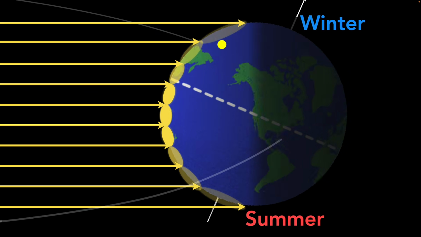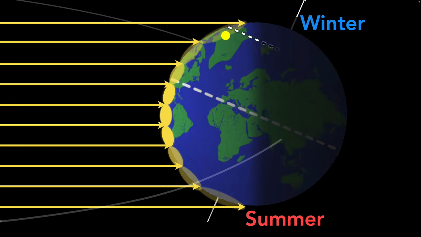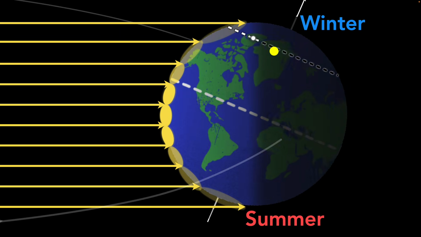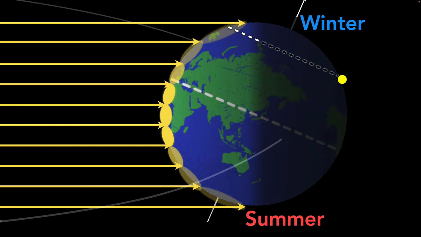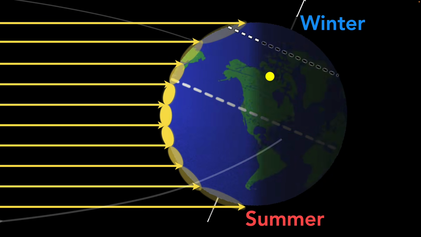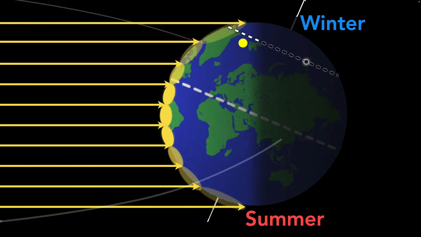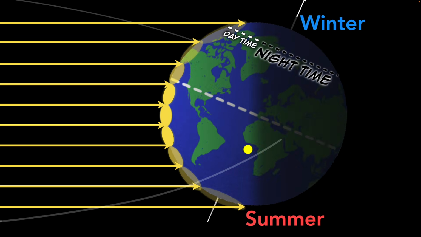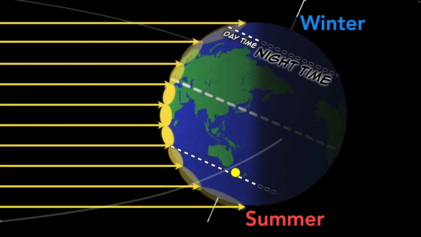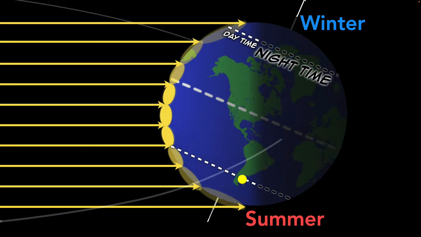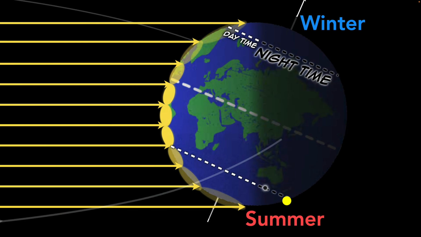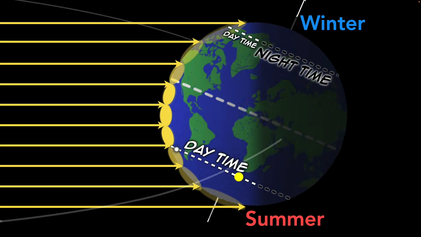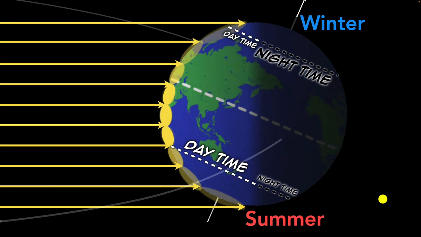But wait, there's even more. If you now pick any place in the Northern Hemisphere, then look, it spends less time facing the sun and more time turned away from it. So that's why during the winter, the daytimes are shorter and the night times are longer. But of course, in the Southern Hemisphere, it's the exact opposite. You spend more time facing the sun and less time being away from it. That's why during the summer, the daytimes are longer and the night times are shorter.